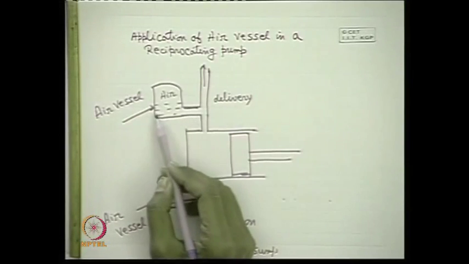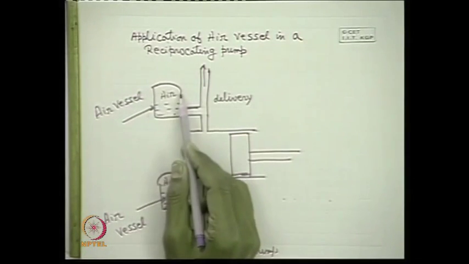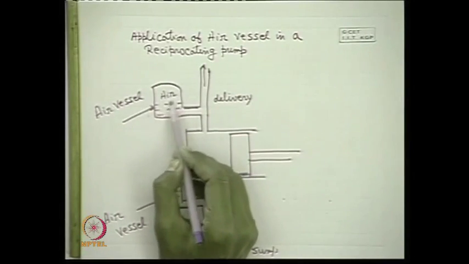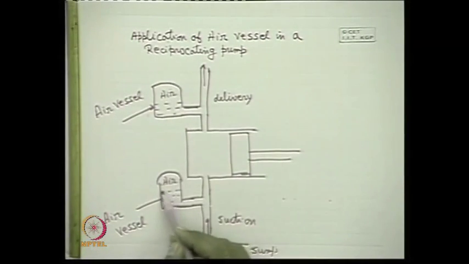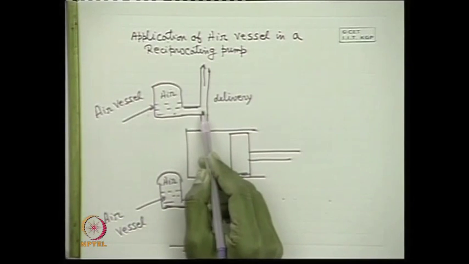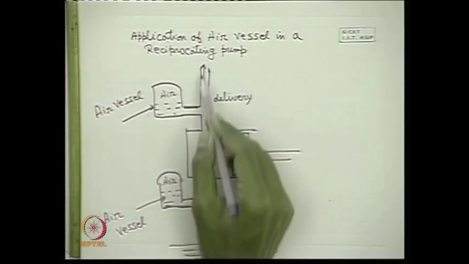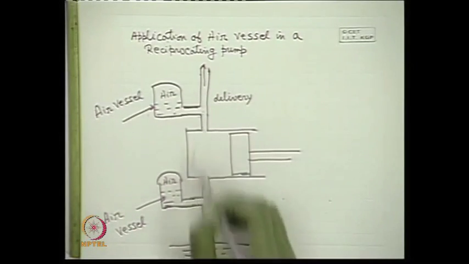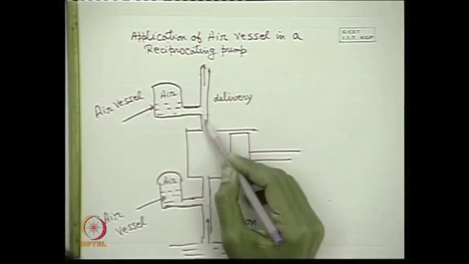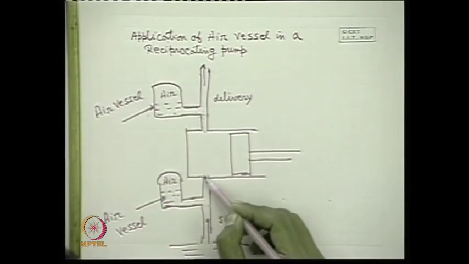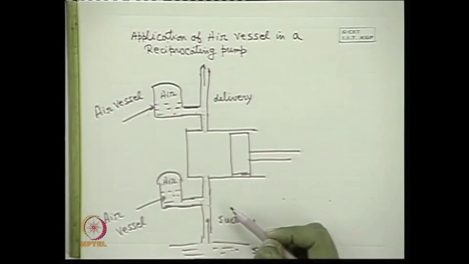So, air vessels are large vessels, large containers closed at one end with compressed air inside, attached to both the delivery and suction lines very close to the cylinder. So, it should not be attached somewhere far away, but as close as possible to the cylinder, so that the length of the delivery and suction pipes from the cylinder to the air vessels is as small as possible.